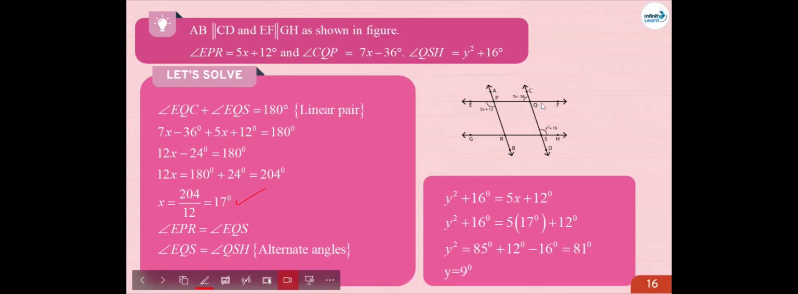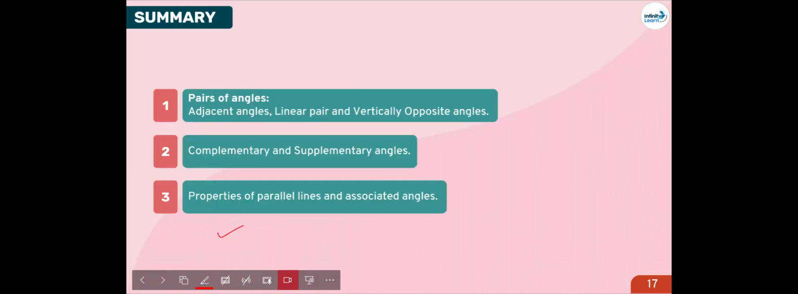Now this is 7x minus 36. Yes or no? It and 5x plus 12 are both equal, because this and this are equal; they are alternate angles. Now by putting the value of x in this equation, the value of y is 9. What is the value of y we are getting? 9. Y square plus 16 equals 5x plus 12. The value of y we are getting is 9.